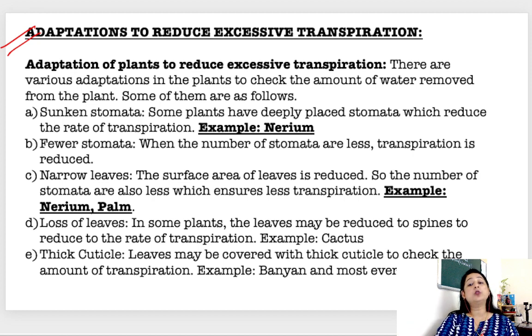So let's talk about these adaptations. Adaptations include, one, sunken stomata. When I say sunken stomata, it is very important to learn that the plant in which sunken stomata are present is Nerium. What are sunken stomata? The stomata are not on the upper surface of the leaf, they are embedded slightly inward.